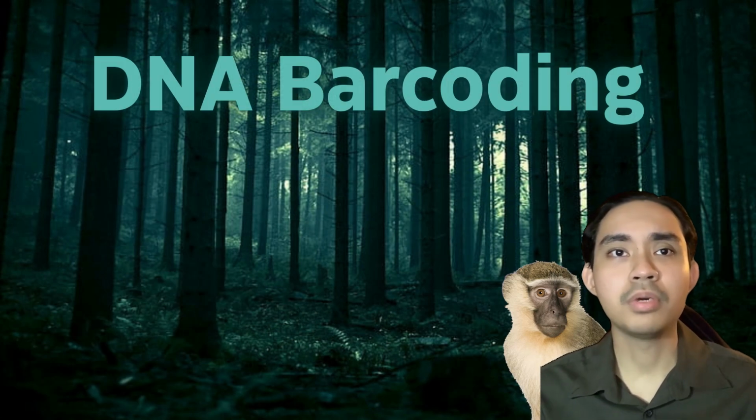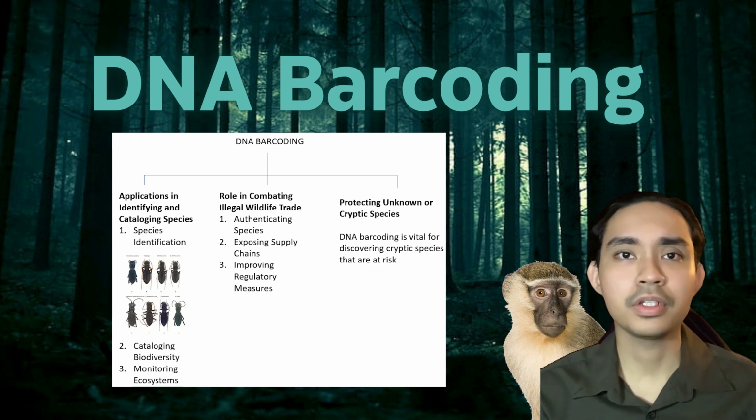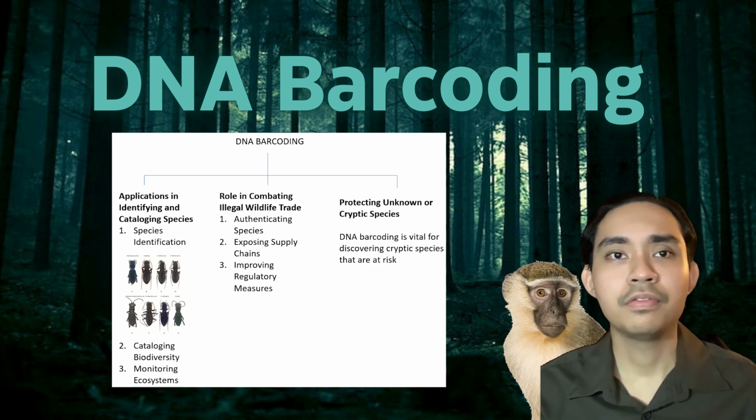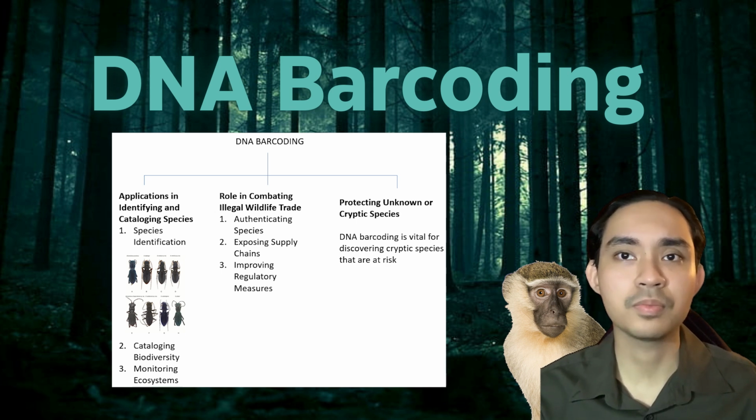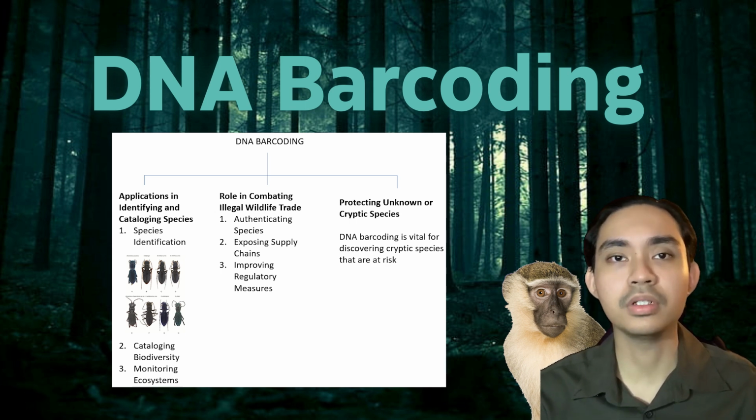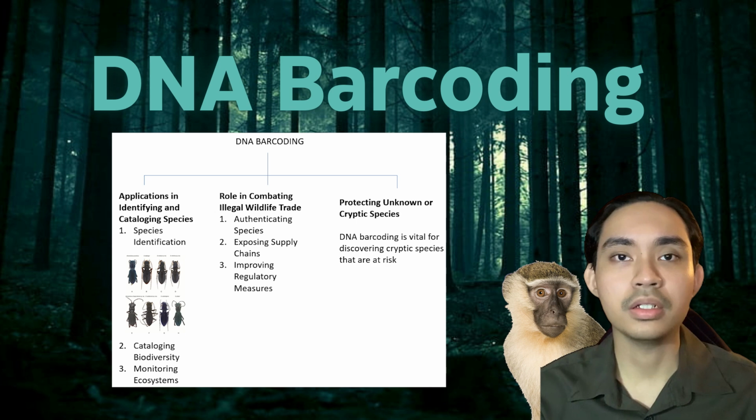Now we move to DNA barcoding, its application in identifying and cataloging species. First one is species identification. DNA barcoding helps differentiate species that are morphologically similar or cryptic, those that appear identical but are genetically distinct. For example, frosted tiger beetles.